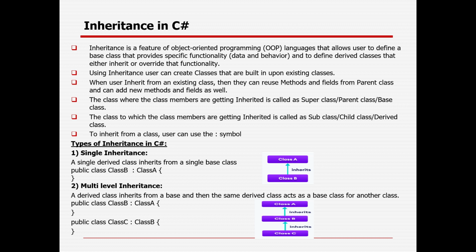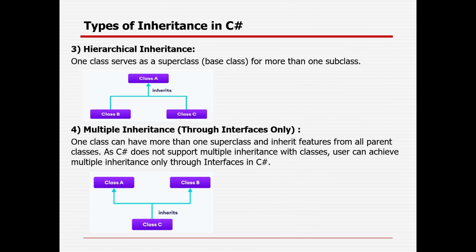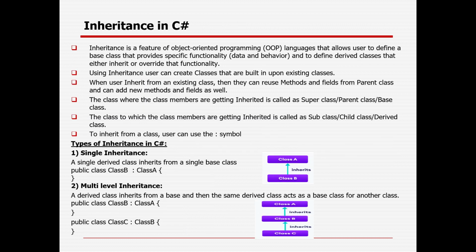So in C# there are a couple of types of inheritance available: single inheritance, multi-level, hierarchical, and multiple inheritance. In single inheritance, a single derived class inherits from a single base class. Say here we have class A and class B. Class B is inheriting class A, meaning class B can have its own methods and fields. Apart from that, after inheriting, class B can also access class A's methods or fields.